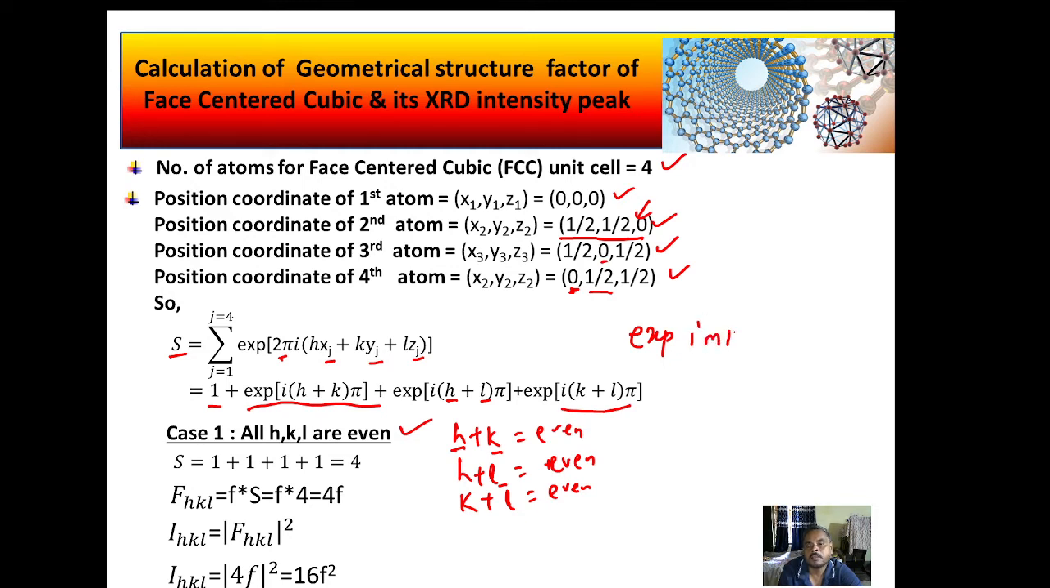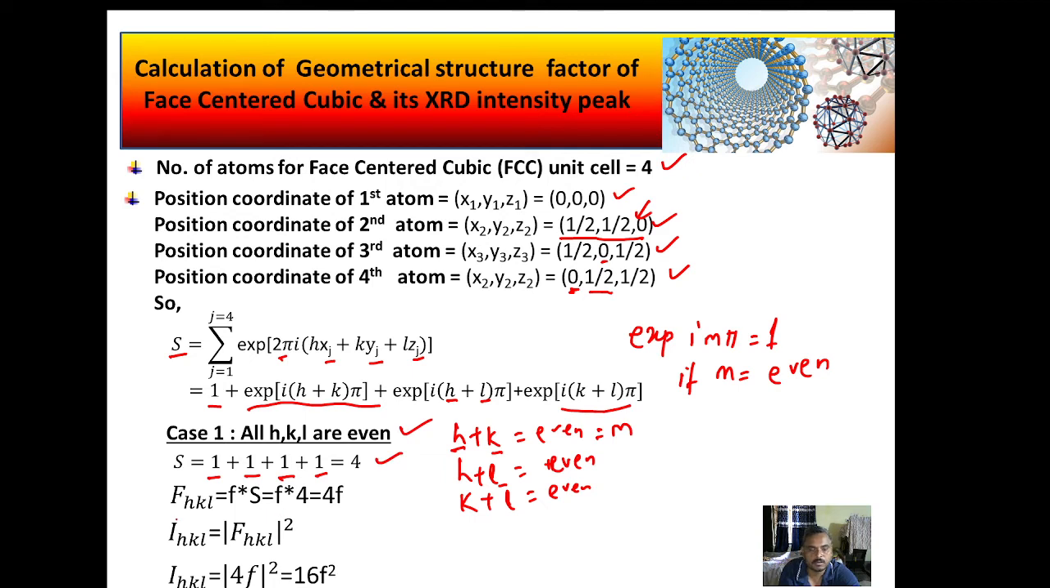Now exponential, as I told you earlier, exponential i m pi will be 1 if m is even. Here m is the integer in this summation, and for the first case it is even, so this factor will give us 1. Similarly, the third term also will be 1, and the fourth term also will be 1. For all the cases, the exponential factor will give us 1. So the total will be 4.